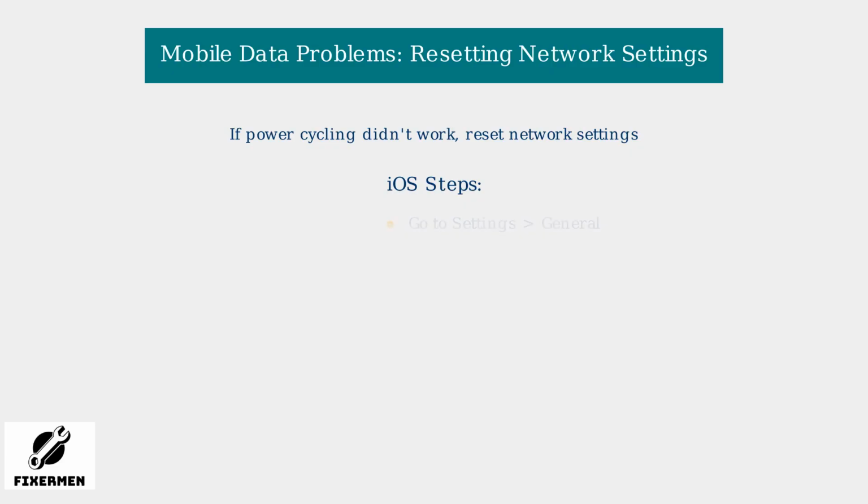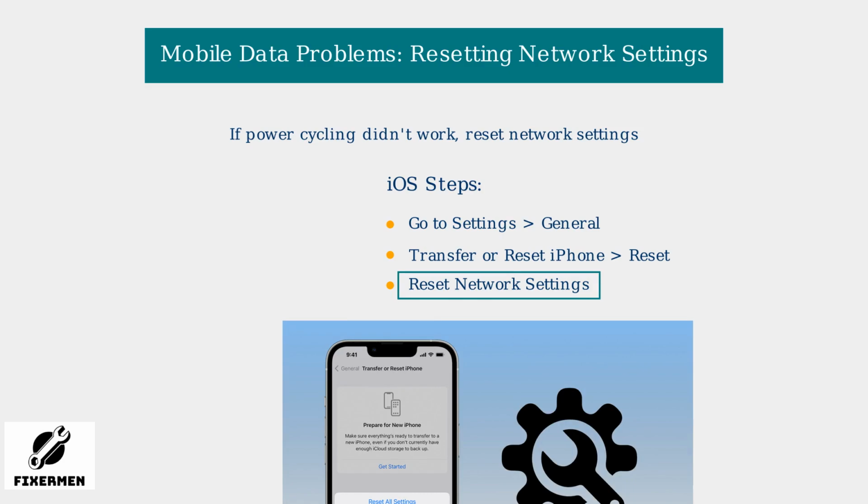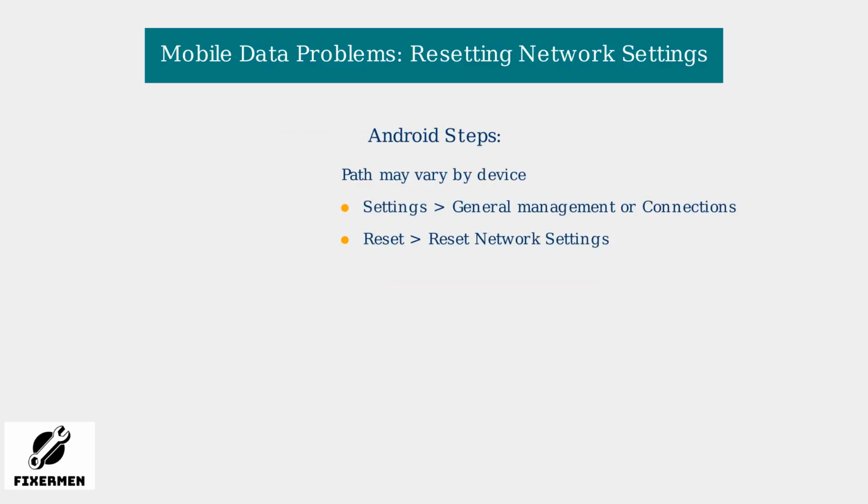For iOS devices, navigate to Settings, then General, followed by Transfer or Reset iPhone, and select Reset Network Settings. This menu will show the Reset Network Settings option on your iPhone screen. On Android, the exact path depends on your device model, but typically go to Settings, then General Management or Connections. Select Reset and choose Reset Network Settings.